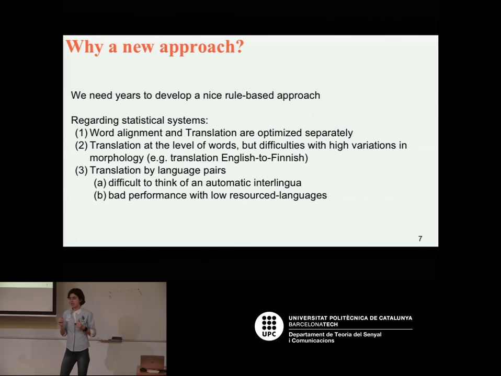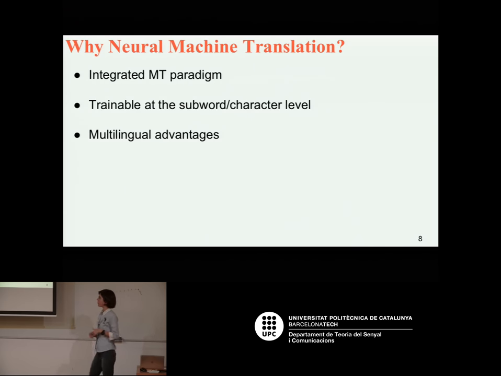So in statistical machine translation, it's impossible to think about that unless you have an interlingual language like Esperanto that works well. With the approach that we're going to show, it seems that you can try to build an automatic interlingua. That would be an objective and a motivation to change the paradigm. So the motivations are having an integrated MT paradigm where the word alignment and the translation model are not independent, that is trainable not only from the word part, that you can train characters, subwords, which we are going to explain as well, and that you can train clusters of words with word embedding and things like this, and having multilingual advantages.